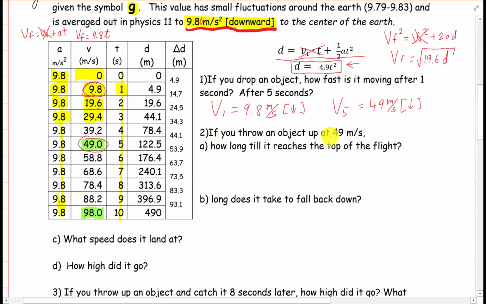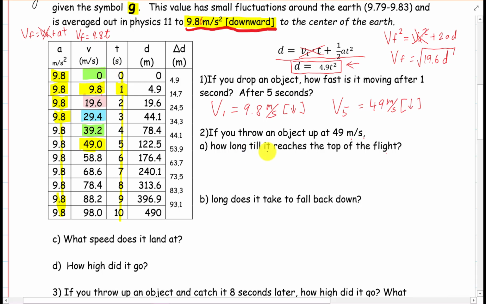Now, if you throw an object up at 49 meters per second, how long till it reaches the top of the flight? I chose 49 because it's in our table. So this is the velocity that you're throwing it up at, and it's going to lose 9.8 meters per second every second. After 1 second, it's going to be here. After 2 seconds, here. After 3 seconds, there. After 4 seconds, here. And after 5 seconds, it's going to stop, because it took 5 seconds to get there. If we dropped it, it'll take 5 seconds to stop.